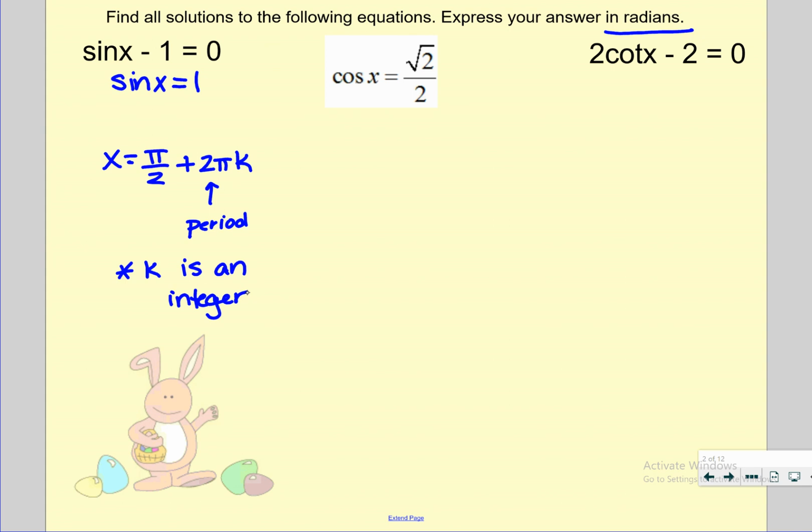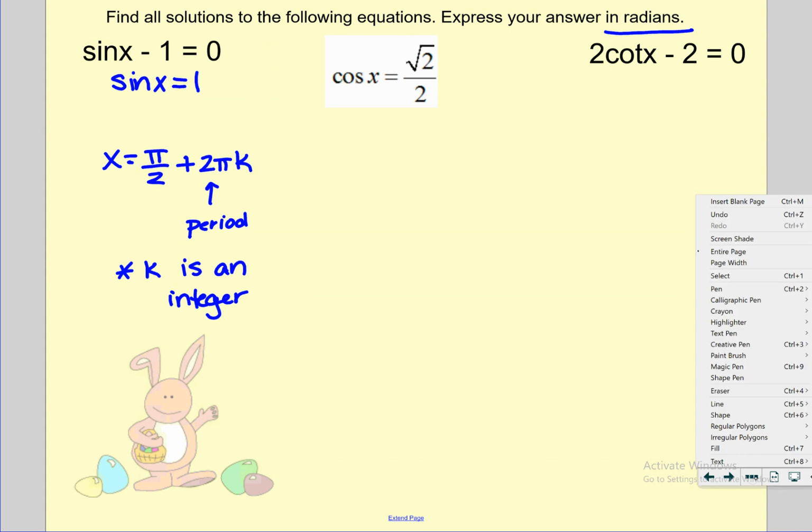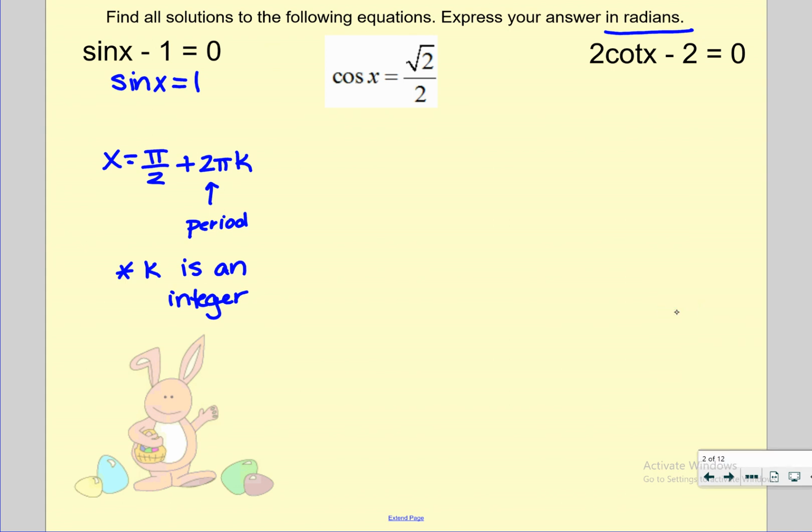Okay, let's look at cosine of x equals rad 2 over 2. In this one, cosine's already alone, so that's nice. So you can just go ahead and find that on your unit circle. Where does cosine equal rad 2 over 2? And there are 2 of them, so we want to list both. One's in quadrant 1, the other is in quadrant 4. Yes?